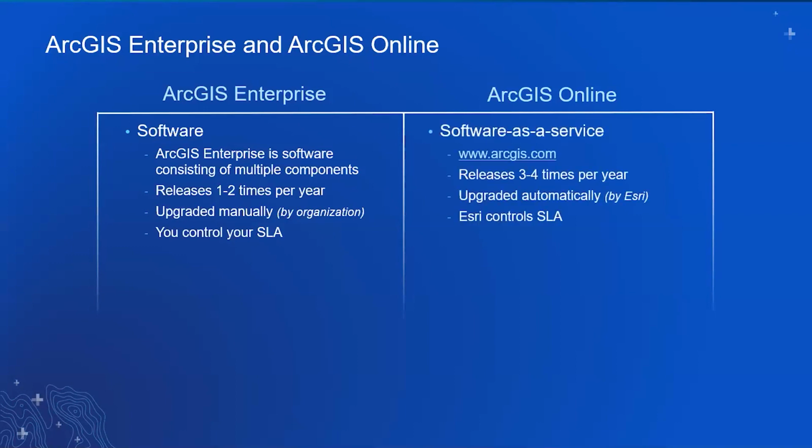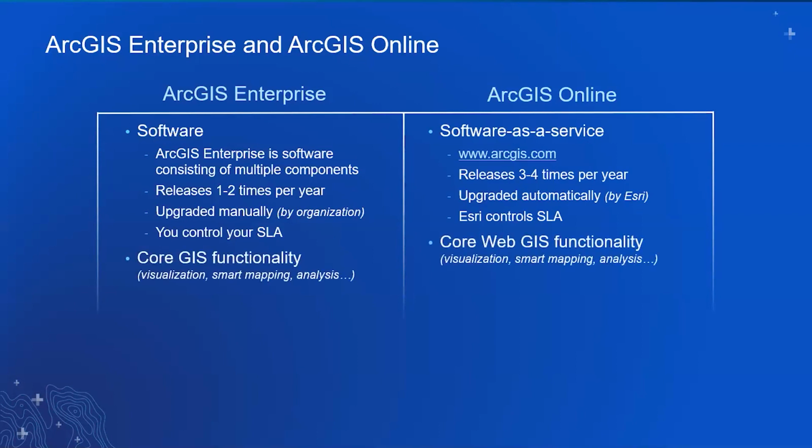Whereas ArcGIS Online is SaaS, or software as a service. So that's released 3 to 4 times a year. It's upgraded automatically by ESRI. One day you'll log in and ArcGIS Online might look completely different. They both have that core Web GIS functionality that I talked about. You can do the visualization, adding your own data, working with other data, the smart mapping tools, analysis tools, all of the different configurable apps, Web AppBuilder, etc., are all available in ArcGIS Enterprise and ArcGIS Online. So the demo that I showed you, you can replicate that both in ArcGIS Online and your ArcGIS Enterprise portal.